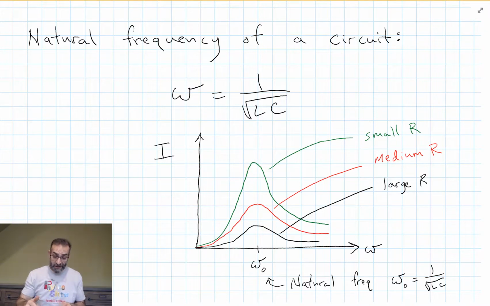You can see that the resistor does have some effect on the shape. The smaller the resistance, the more defined this peak is. It's higher and narrower.